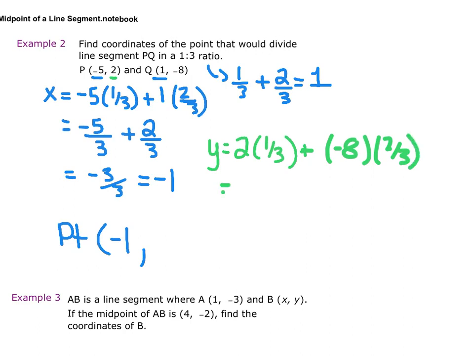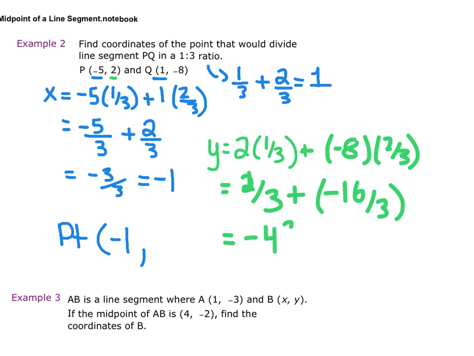So again, just because they're fractions, please take your time when solving them. So we end up getting 1 over 3 of 2, which gives us a value of 2 over 3, plus negative 16 over 3. So now we would add those terms together and we're left with a value of negative 4 and 2/3. I just made it into a mixed fraction.